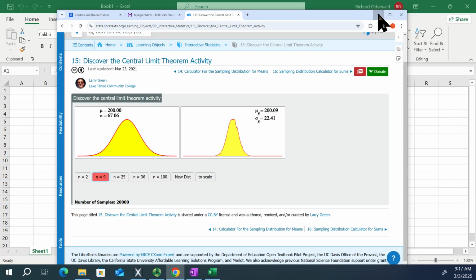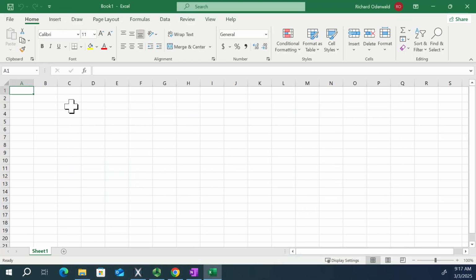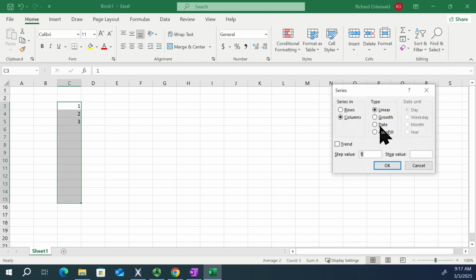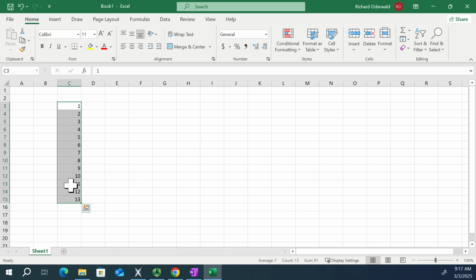Get Excel going. We'll do this the easy way. We're going to do a sample of size 10 from a uniform distribution. And we need 1, 2, 3. This is just the number of samples we got. I'm going to do this the easy way. All I need is numbers 1 to 10. That's going to be my sample size. Then here, we're going to have uniform random numbers between 1 and 9. This is just a flat distribution.